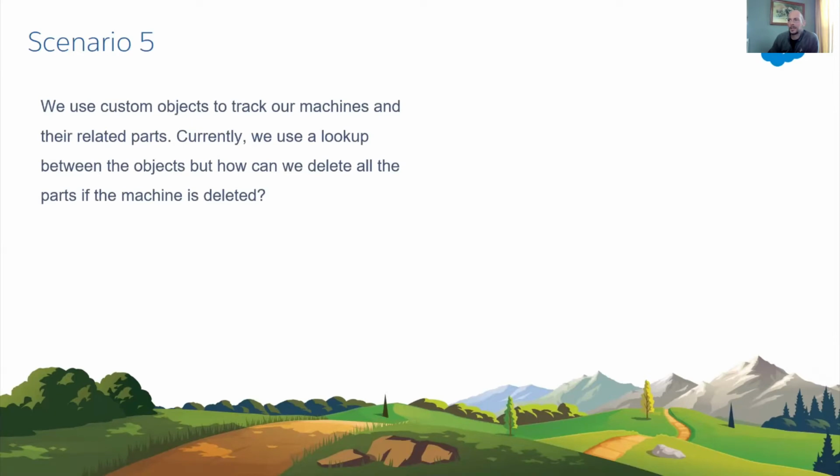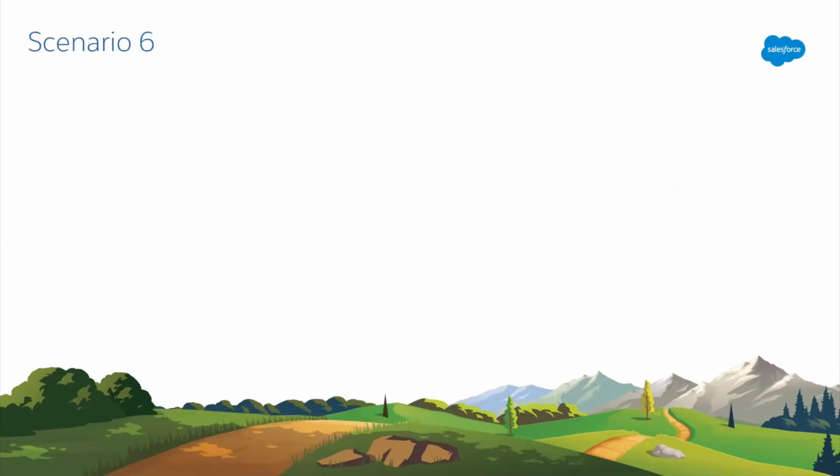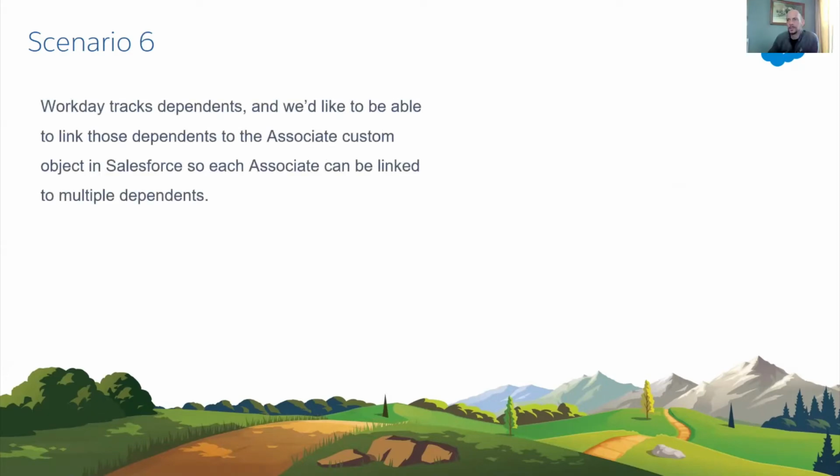Scenario 5, we use custom objects to track our machines and their related parts. Currently, we use a lookup between the two objects, but how can we delete all the parts if the machine is deleted? You could make it into a master detail, making sure that the lookup field is filled out for all of them. Bingo, it's too easy. It's too easy.